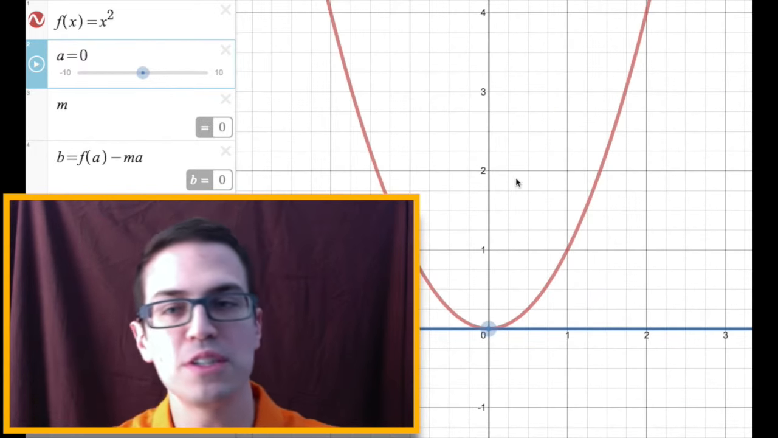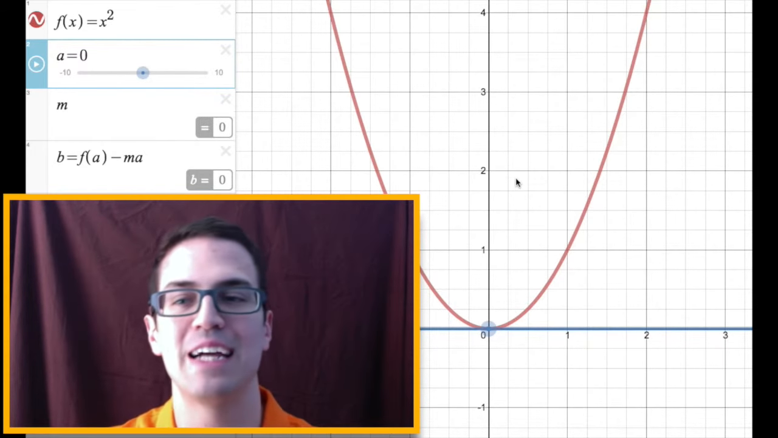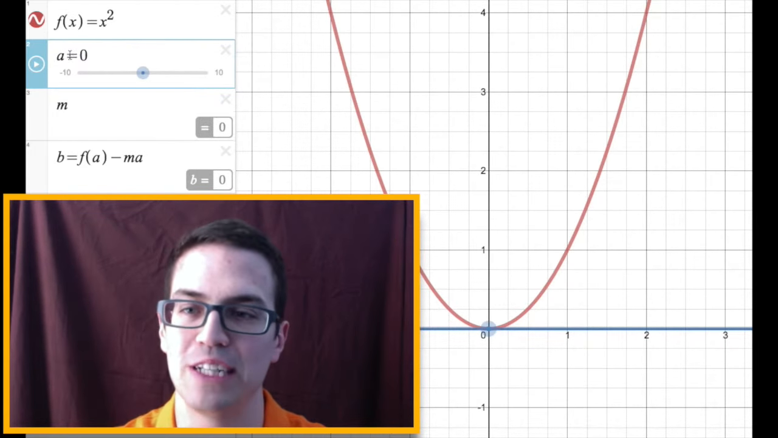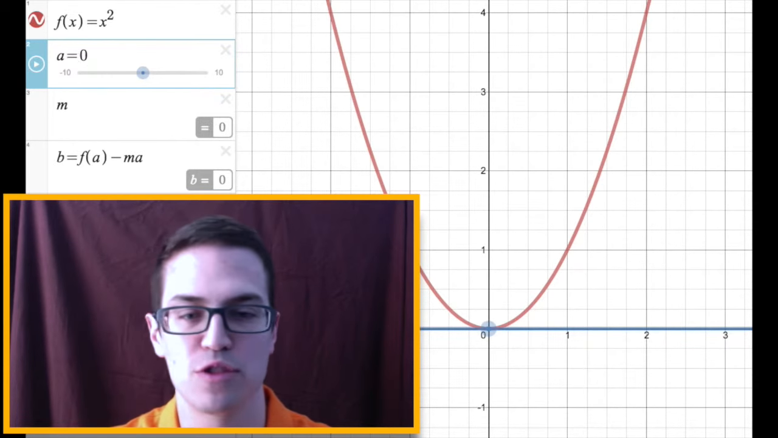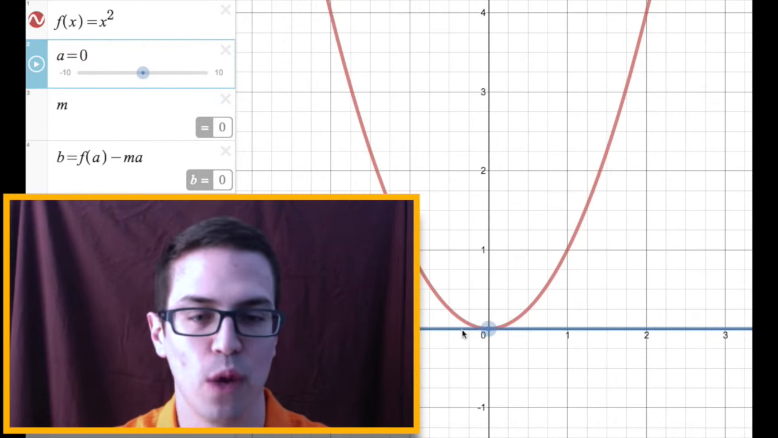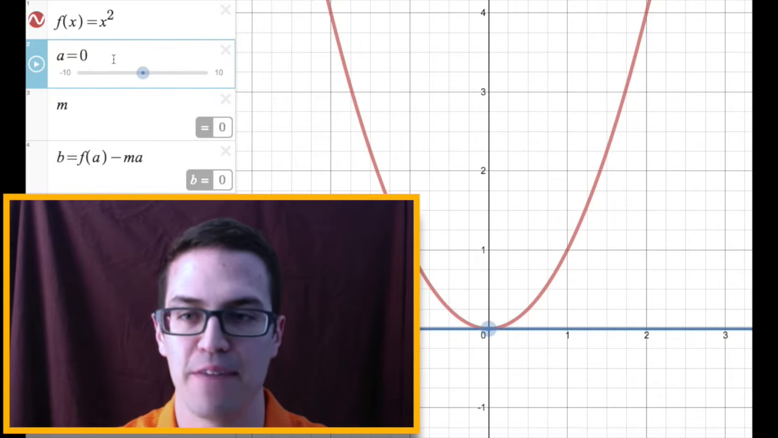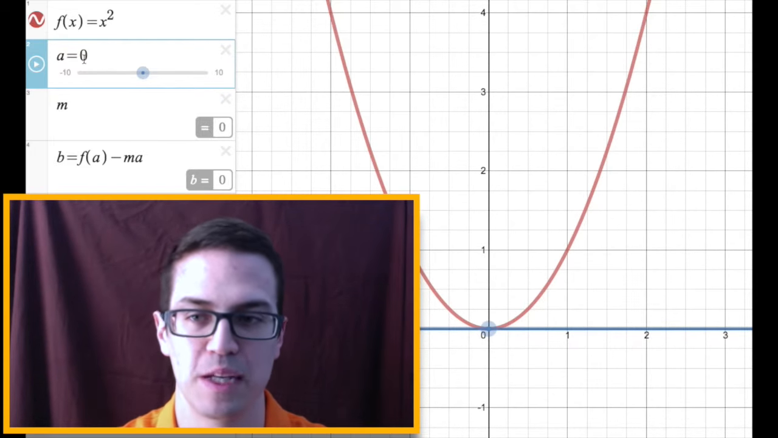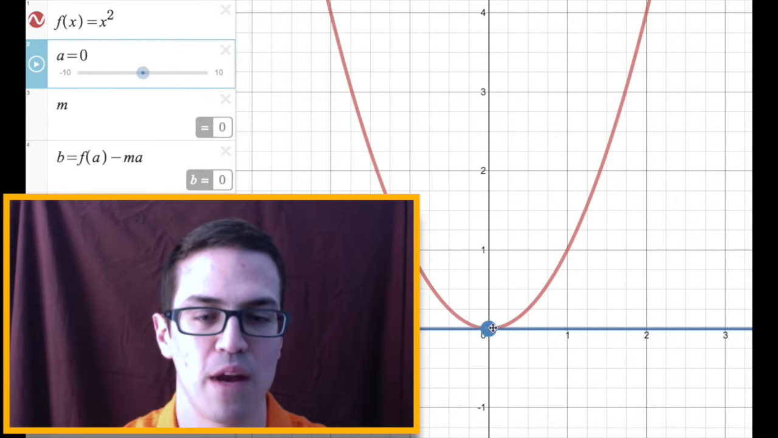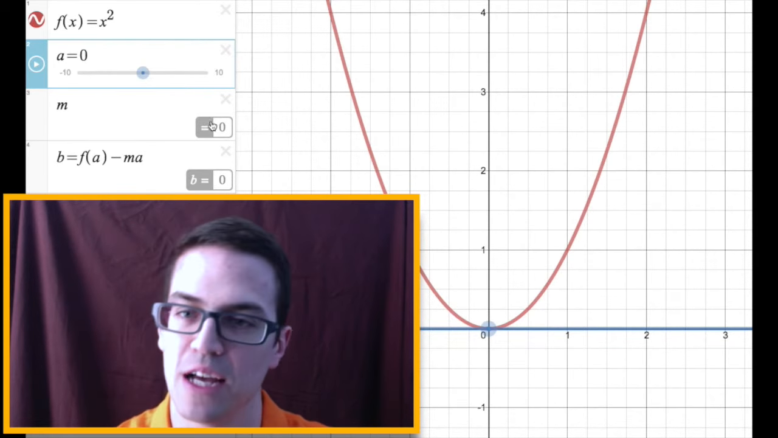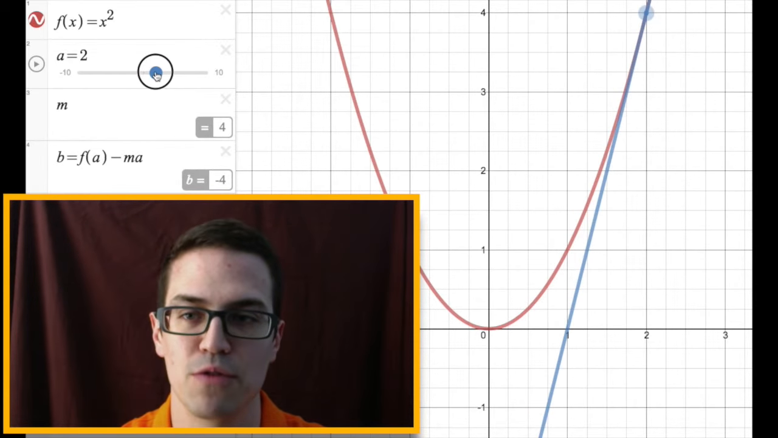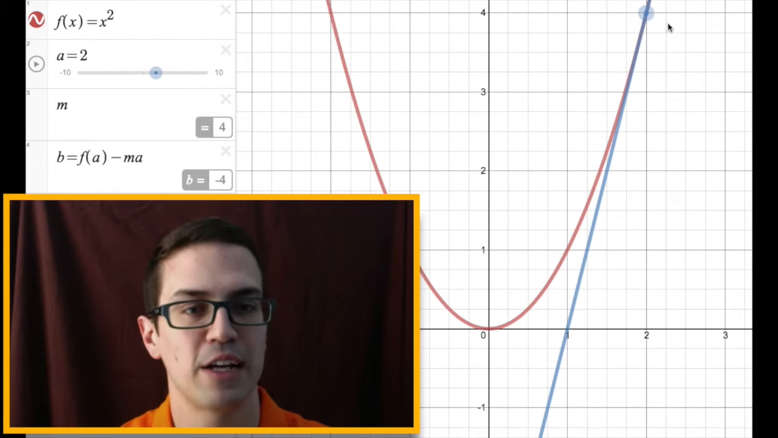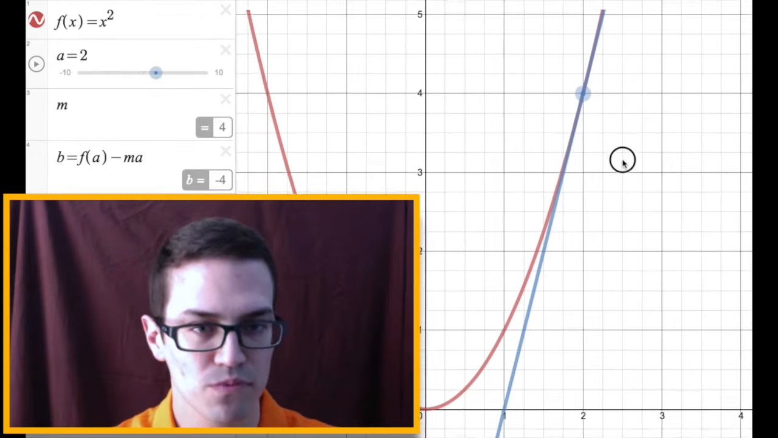All right, so we're looking for the equation of a tangent line at x equals 2. So what I'm going to do is change this a value right here, because this a value shows the x of whatever the tangent line is. I'm going to change it to 2 because that was what the problem was asking for, so I'm just going to slide this over to 2. And as you can see, it graphs it out right here in blue. And it is the tangent line.